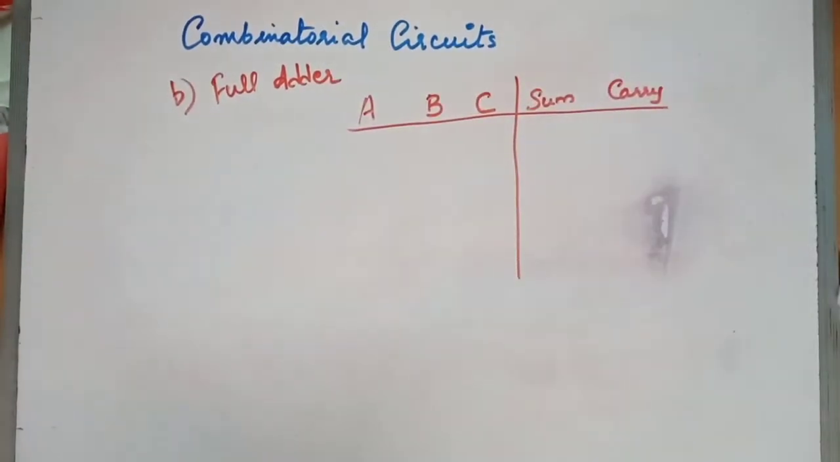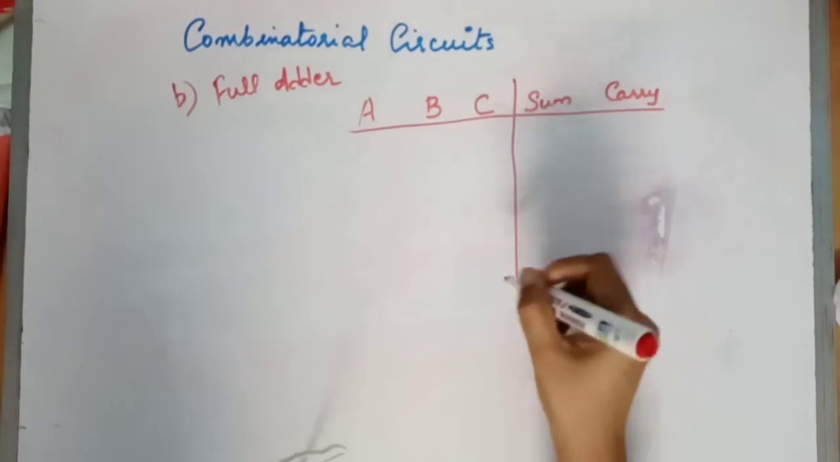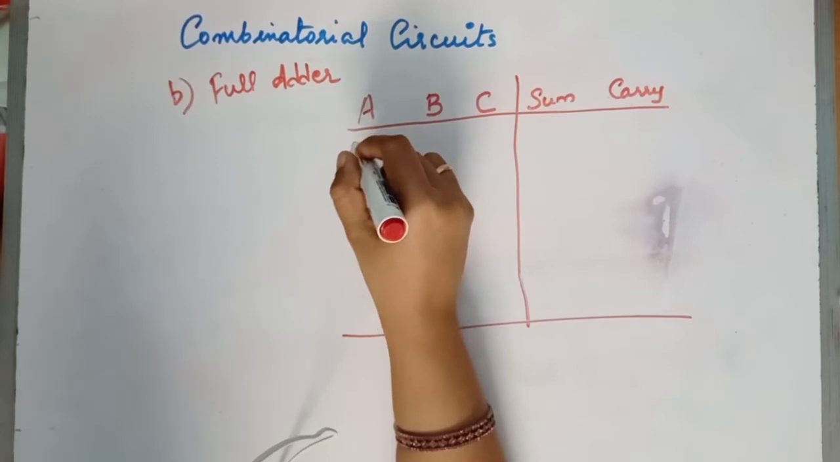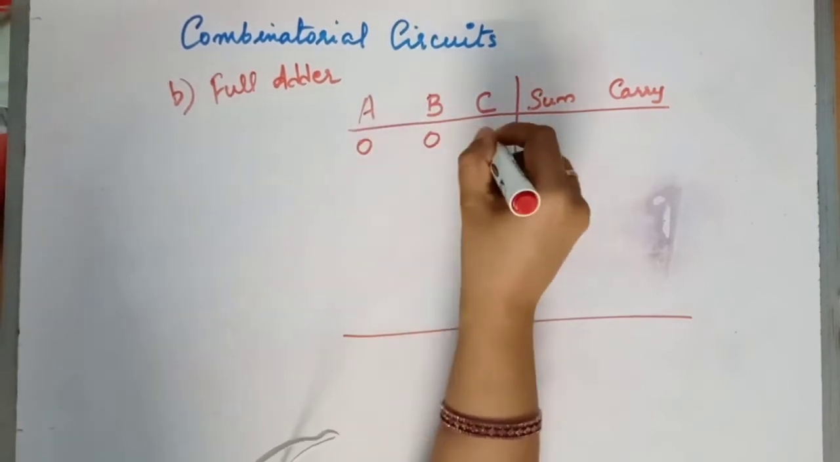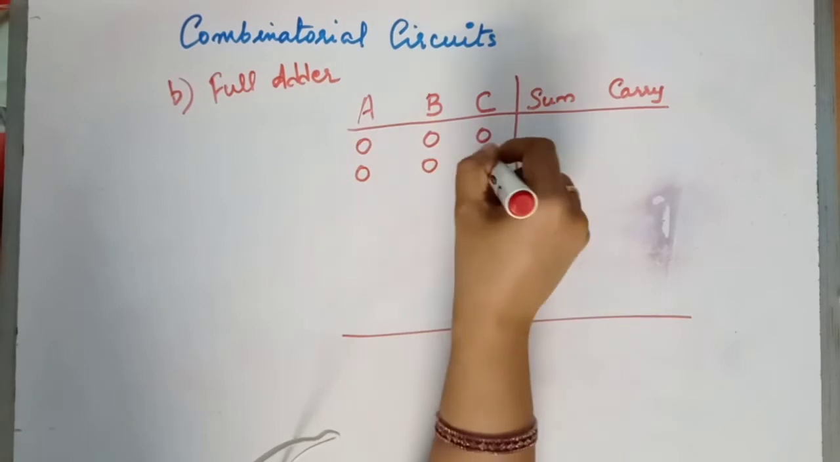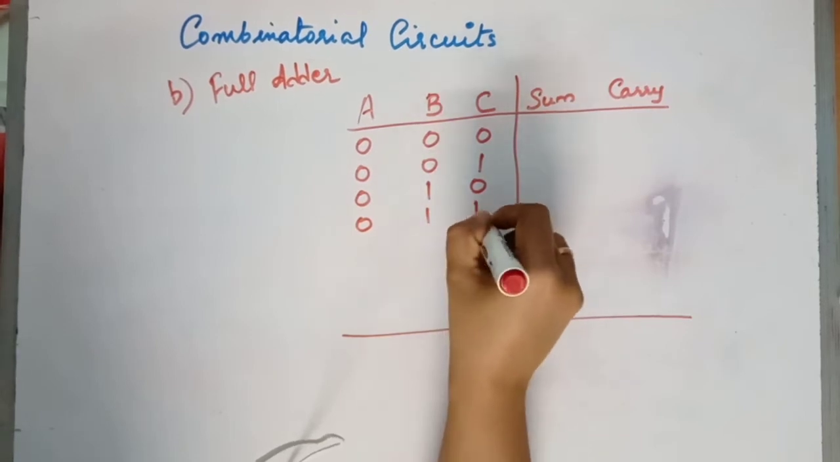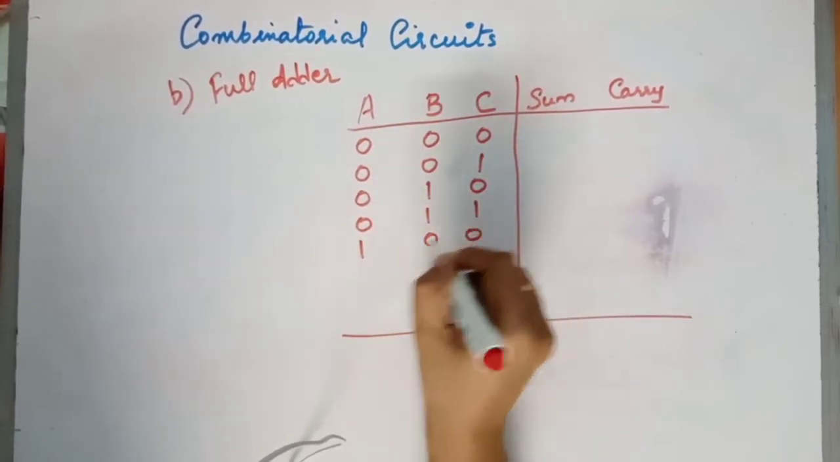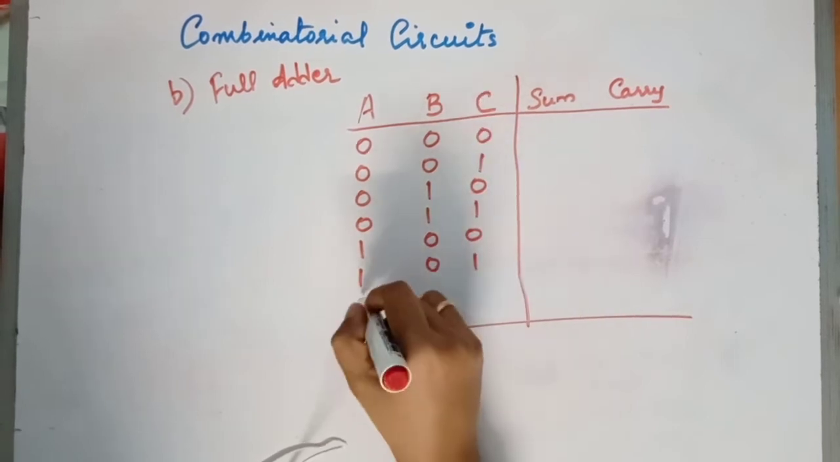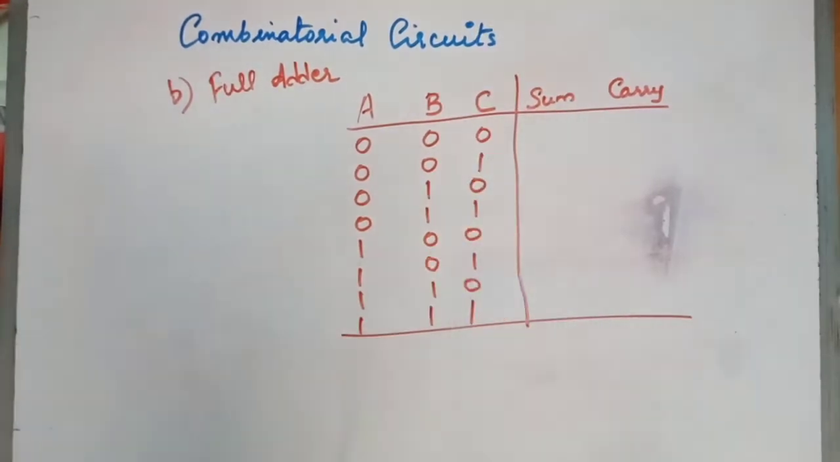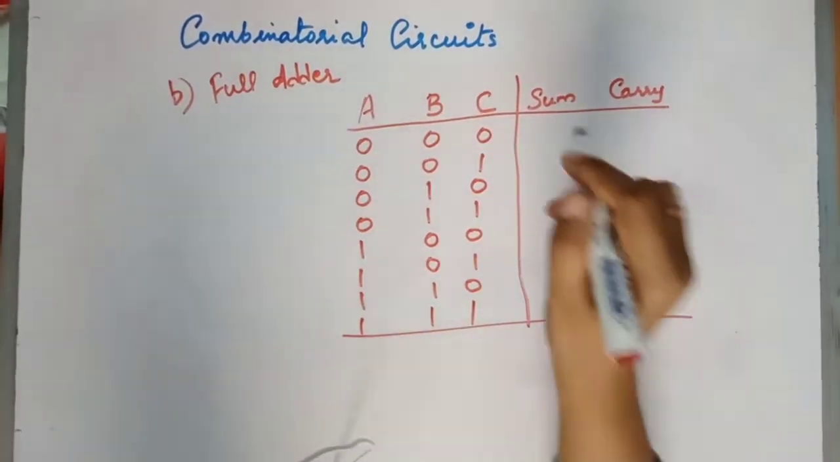So you have to consider all the possible combinations in this case also. Okay. So you have 3 inputs. So how many input combinations are there? 8. 2 raised to 3 is 8. So 0 is 0, 0, 0, 1 is 0, 0, 1, 2 is 0, 1, 0, 3 is 0, 1, 1, 4 is 1, 0, 0, 5 is 1, 0, 1, 6 is 1, 1, 0, and 7 is 1, 1, 1. 0 to 7 are the 8 combinations.